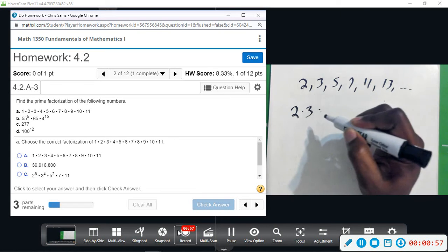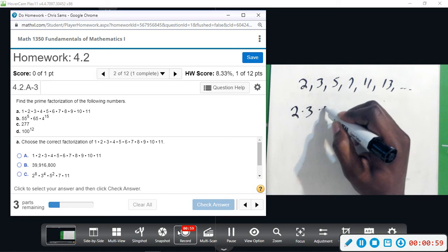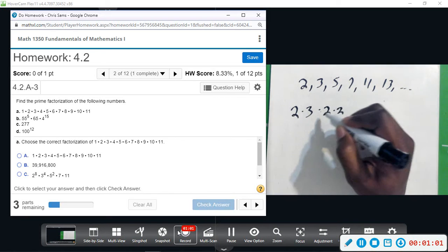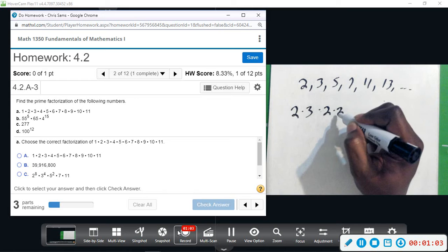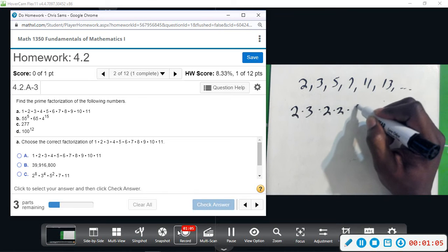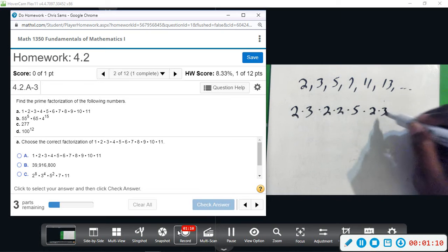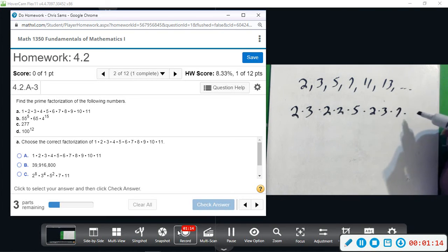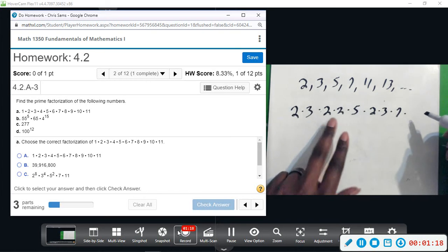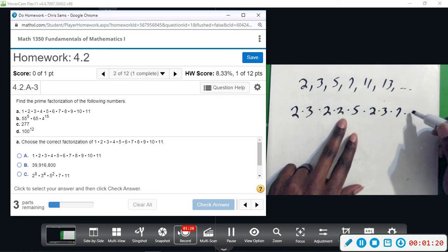4 we can write as 2 times 2. Okay, 2 is prime, so we'll have 4 there. 5 is prime. 6 we can write as 2 times 3. 7 is prime. 8, 2 times 4, and 4 is 2 times 2, so we'll write 3 2's here. 2 times 2 times 2, that's for 8.